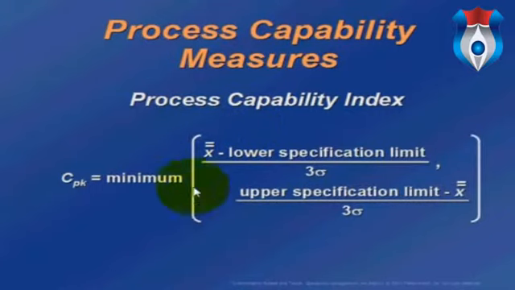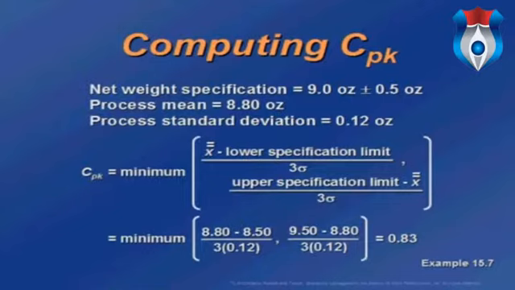And in this case, we're going to look at the minimum, the lesser of these two, the upper and the lower control limits. The lower one would be our X bar bar, which is our average, minus our lower specification limit, divided by 3 sigma, our standard deviation. And our upper specification limit minus X bar bar, divided by 3 sigma, or 3 standard deviations as well. Let's take a look at the math and how that would work.